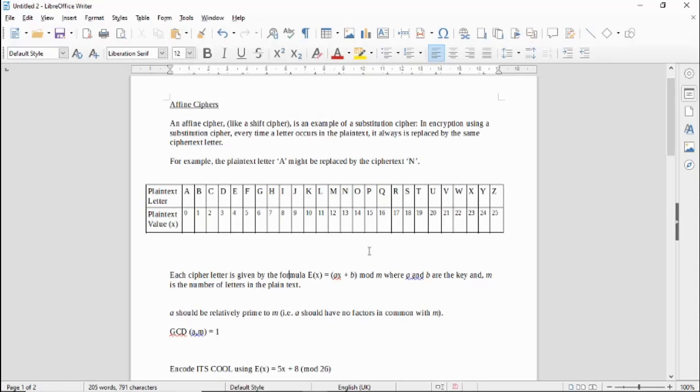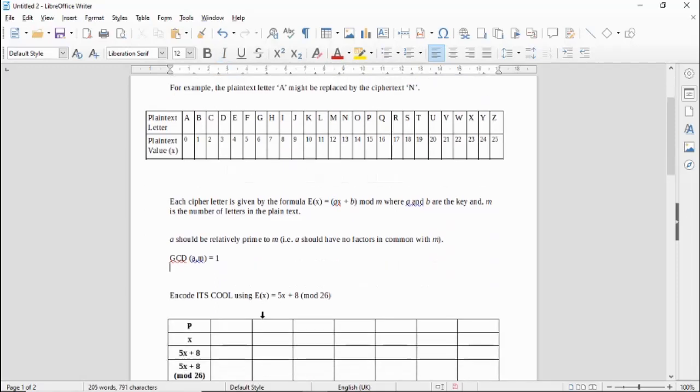A should always be relatively prime to M. This means A and M should have no common factors with each other, apart from 1. Hence why I've written greatest common divisor of a and m is equal to 1. So typically A, the coefficient of the x term in the formula, should be a number like 1, 3, 5, 7, 11, and so forth.